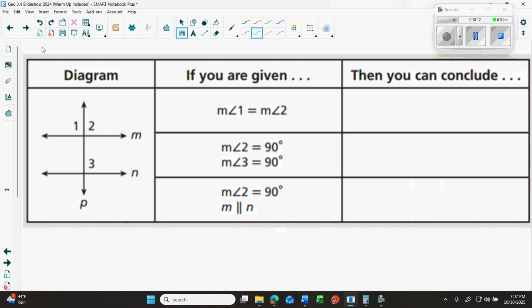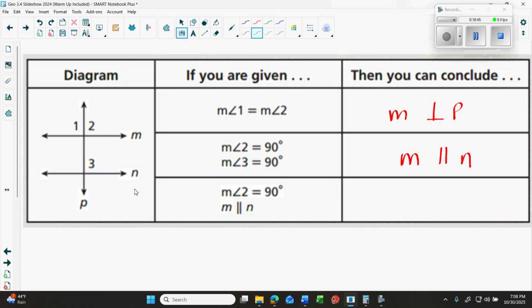Let's move on. So, in conclusion, okay, consider the diagram. If you are given measure of 1 equals measure of 2, okay, well, then we can say line M is perpendicular to line P, because these two would have to be, since they're a linear pair, congruent. If you're told measure of 2 and measure of 3 are 90, then we can say M is parallel to N. This is your perpendicular transversal theorem.